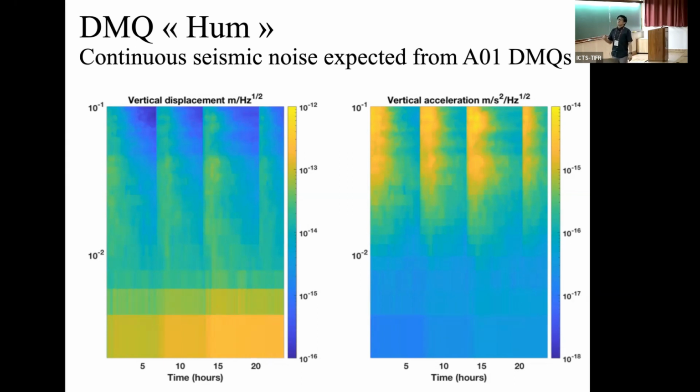So even from this, we can expect that even though we have deep moonquakes, which are the largest portion of the seismicity we observed on the Moon, even taking into account these seismic activities, the seismic noise is pretty low compared to what we see on the Earth.